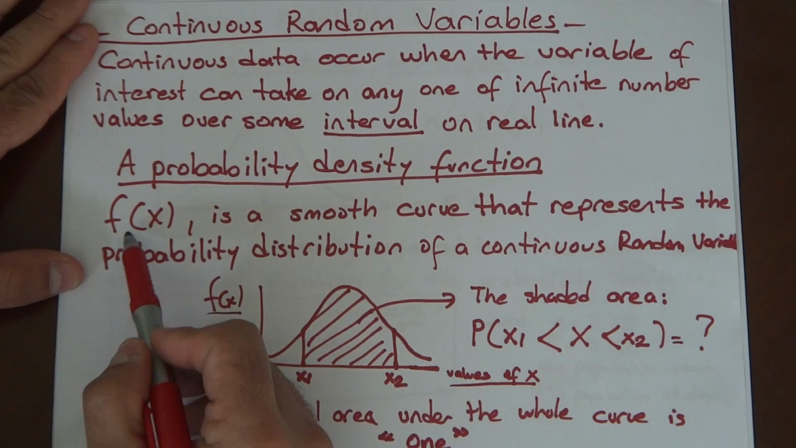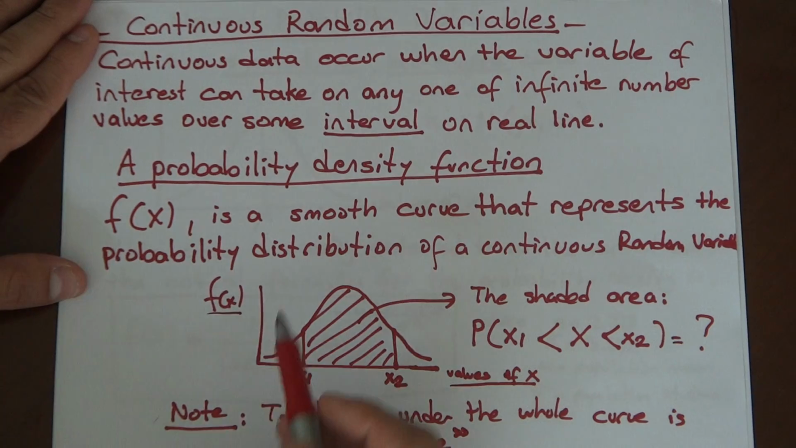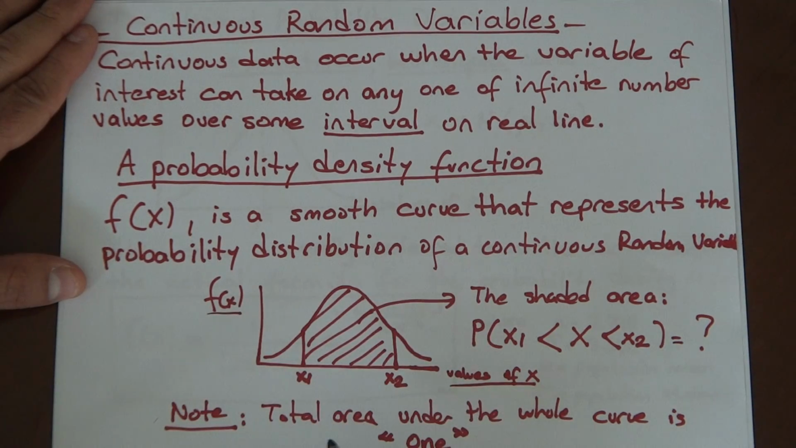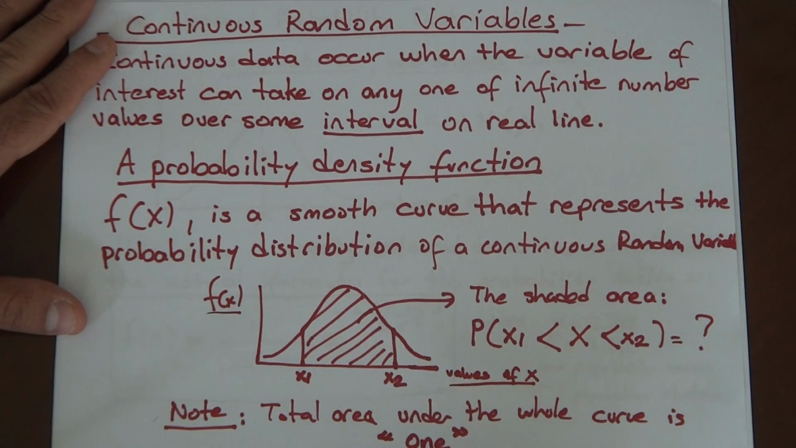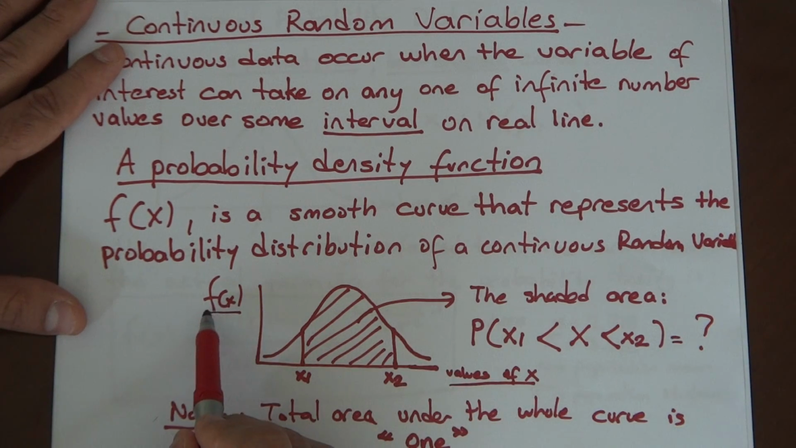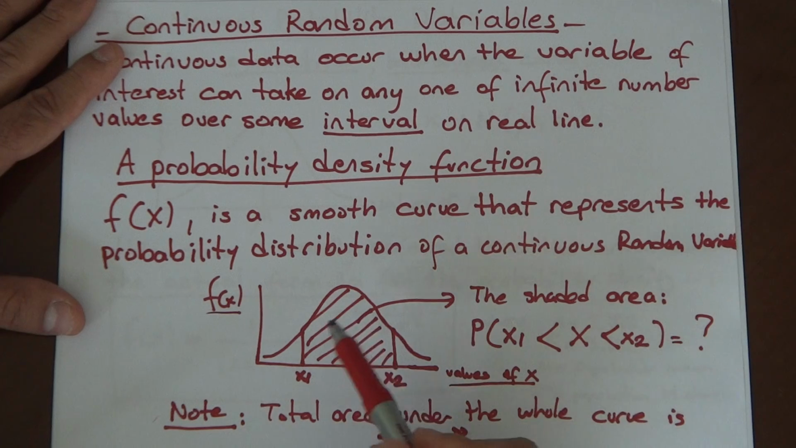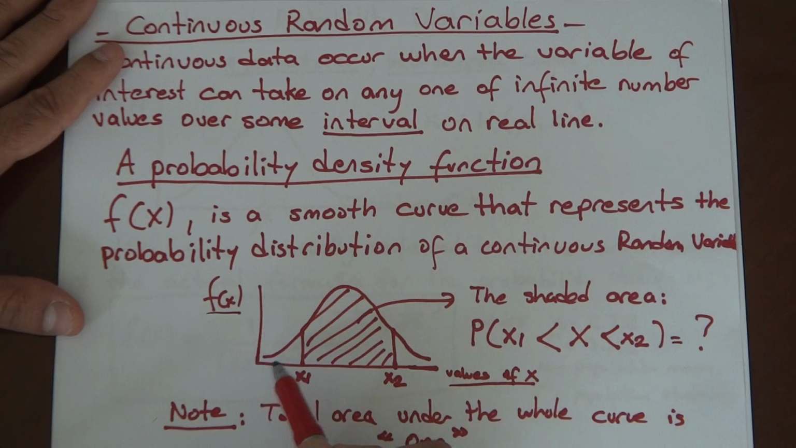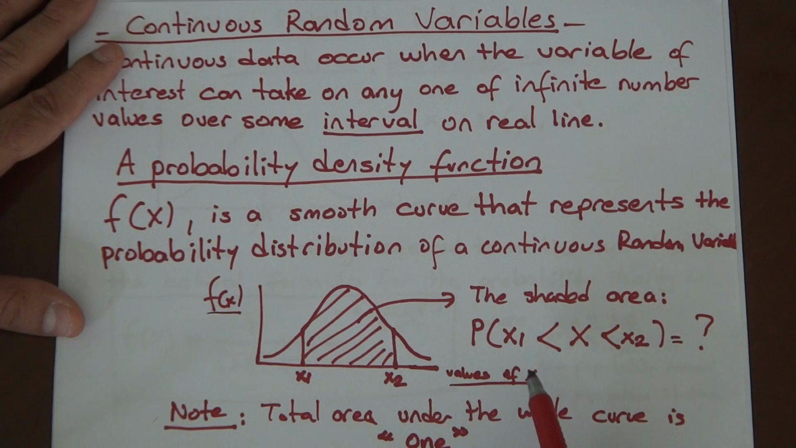So f of x, as you know, the capital X represents the random variable. f of x is a smooth curve that represents the probability distribution of a continuous random variable. Generally the shape is like this, okay? On the y-axis we have the f of x, on the x-axis we have the values of x. And in our calculations you are going to see this kind of shaded area. It can be the upper area between these two values or the lower area. But this kind of shaded area can be represented as this.